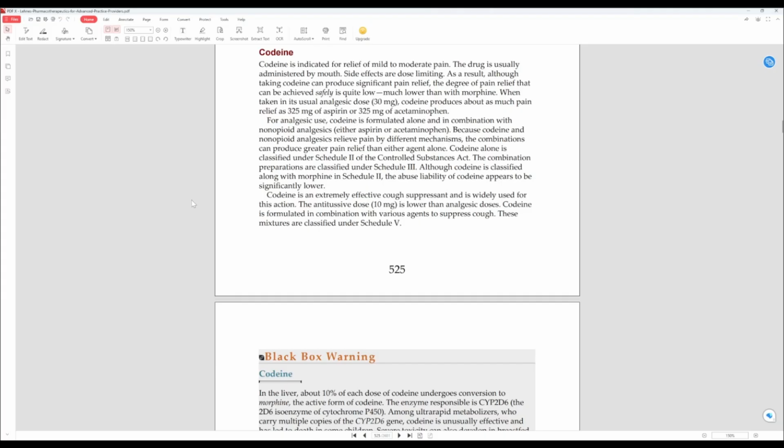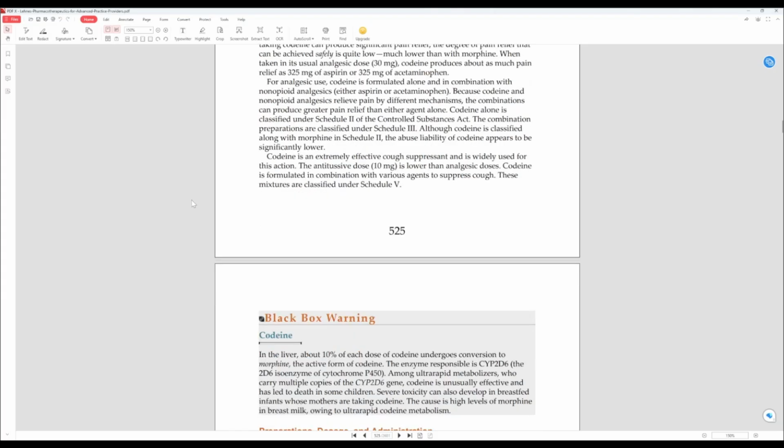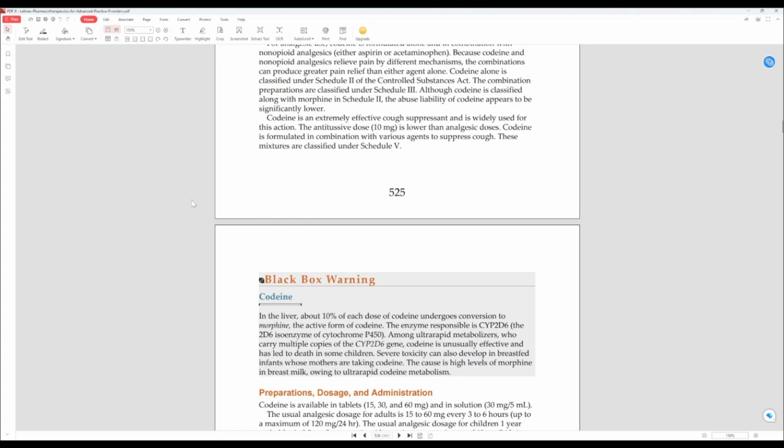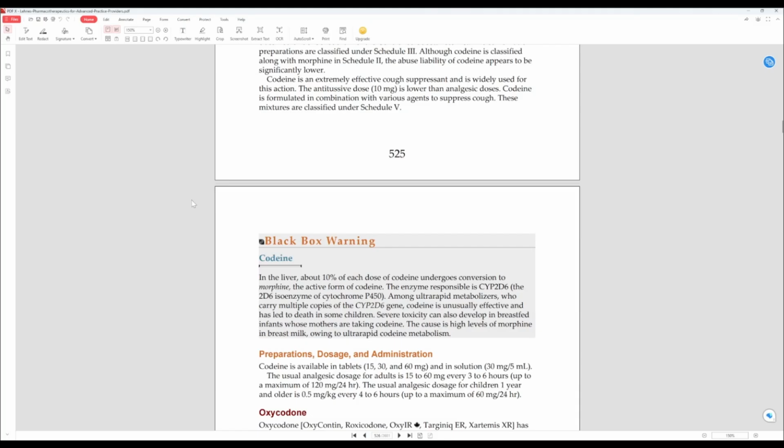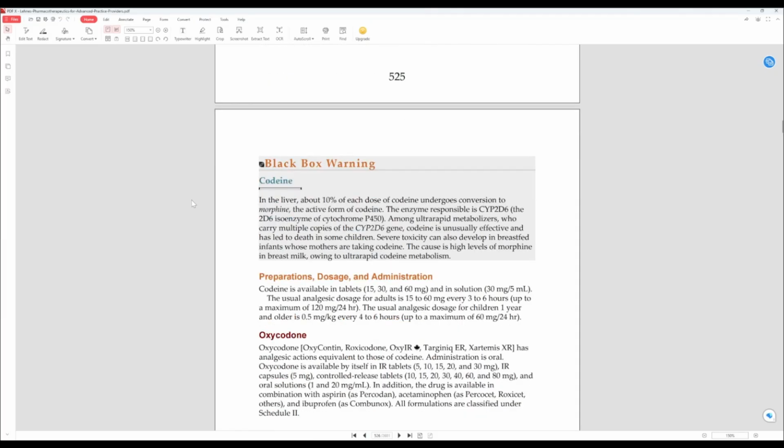Codeine is an extremely effective cough suppressant and is widely used for exactly that action. The antitussive dose is 10 milligrams or lower, lower than analgesic doses. Codeine is formulated in combination with various agents to suppress the cough. These mixtures are classified under Schedule V.